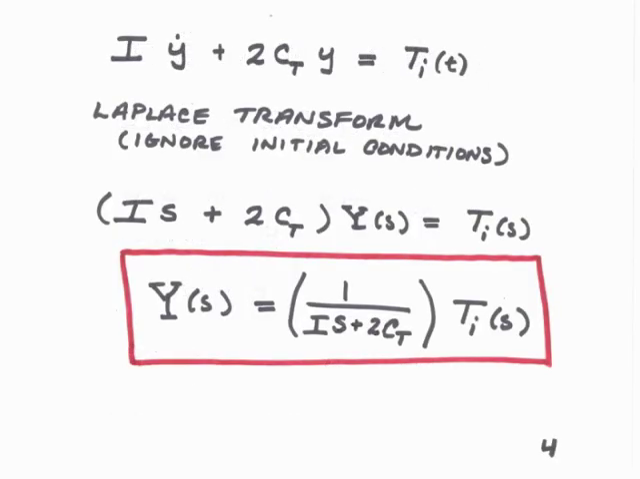We'll Laplace transform this differential equation to find the transfer function. And of course we ignore initial conditions when we do so. And what we'll find is as follows. The transfer function between the input torque Ti and the angular velocity Y(s) is 1 over Is plus 2Ct. So this is a first order transfer function between the input and the output angular velocity.